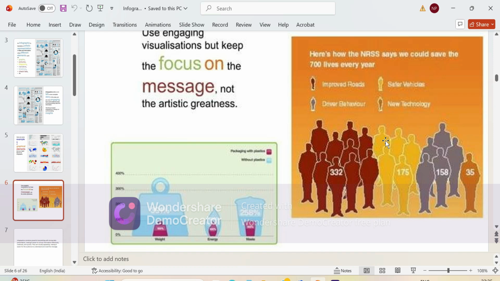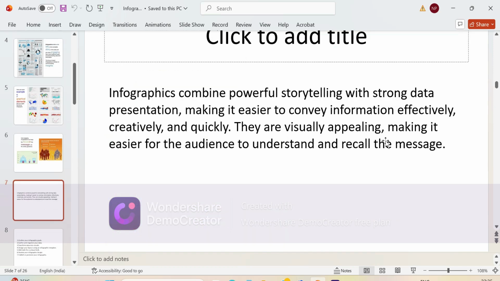Infographics are highly helpful in giving the message in a short and very communicative way, and they are powerful storytelling tools with strong data presentation, making it easier to convey information effectively, creatively, and quickly. They are visually appealing, making it easier for the audience to understand and recall the message.